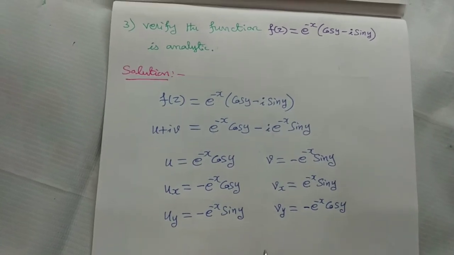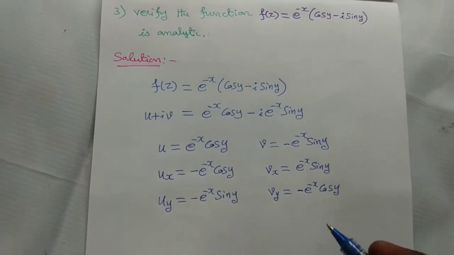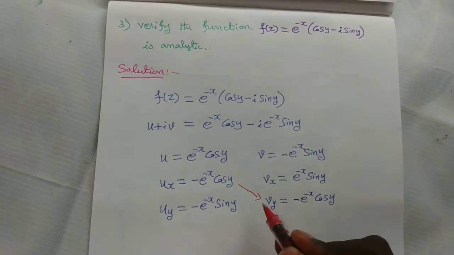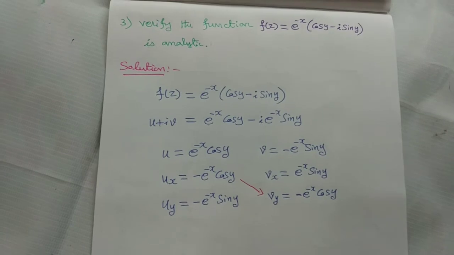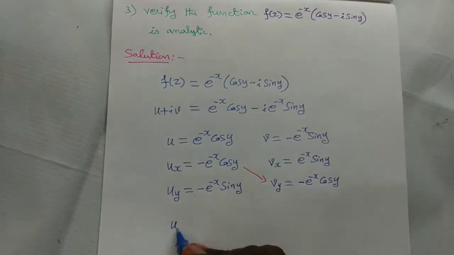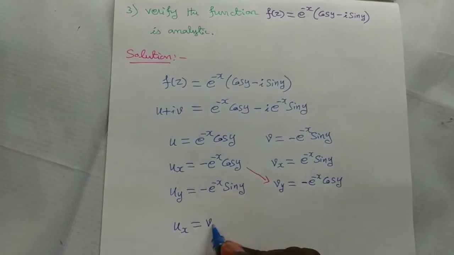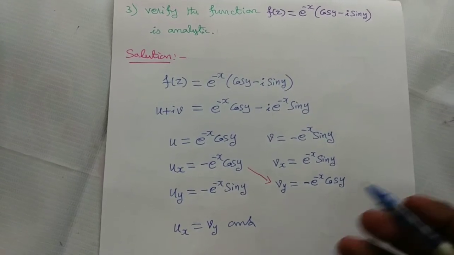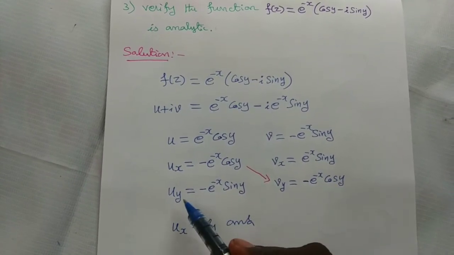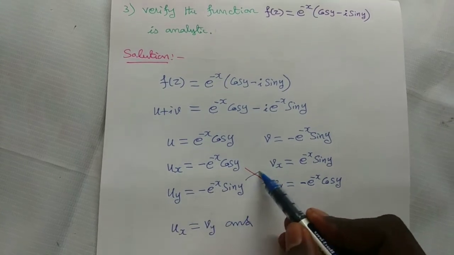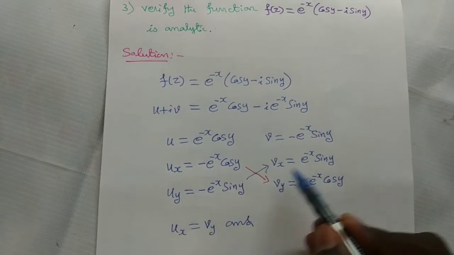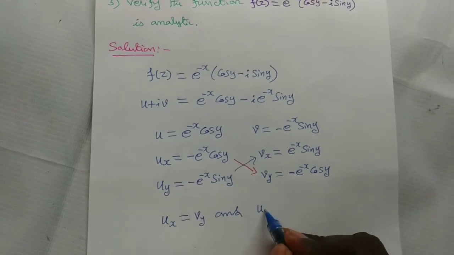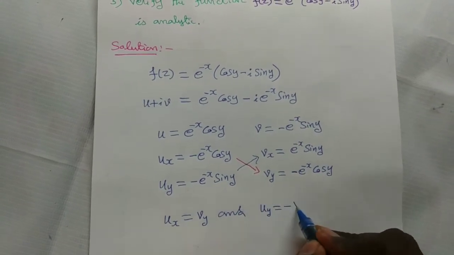Now I am going to compare with the CR equation. The CR equation says ux must equal vy. But you see both are equal. So from this ux is equal to vy. And uy must equal to negative of vx. You see, so here both are different signs. This and this same but different sign. So that it is satisfied. Uy is equal to minus vx.